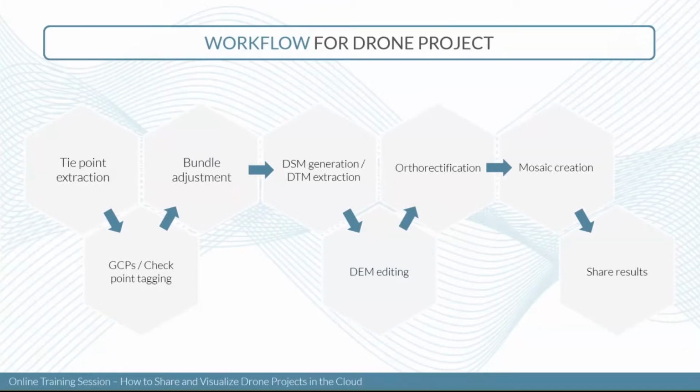Those outputs can also be generated with a point cloud. That is optional, but the user also has the choice. Again, you can perform some DEM editing if you want to maximize the output results to get more accurate results. And then you can choose between the DSM and the DTM for the orthorectification.